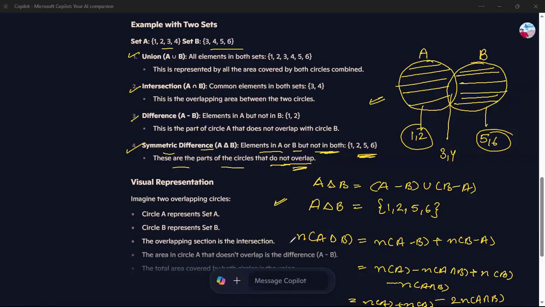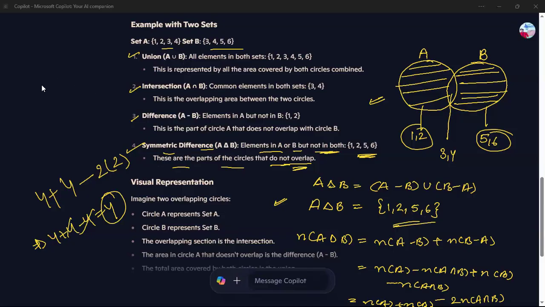So here also, if we apply the same formula, N of A is 4 plus N of B is also 4, minus 2 times N of A intersection B. What are the elements which are common? 3 and 4, so there are two such elements. So 4 plus 4 minus 4 becomes 4. So there should be 4 elements in the symmetric difference of sets A and B. Yes, it is the case here. Clear? Yes, sir. So this is the symmetric difference of both sets.